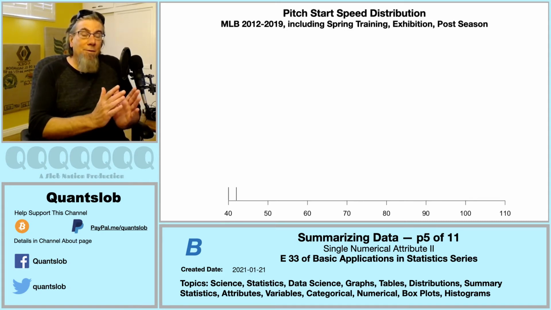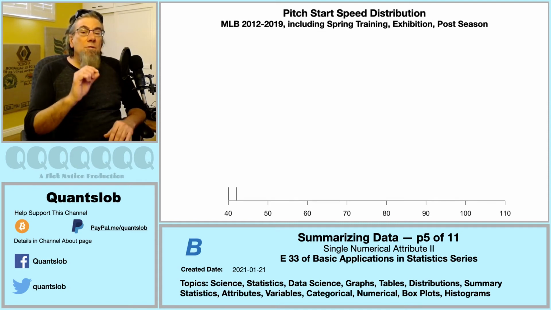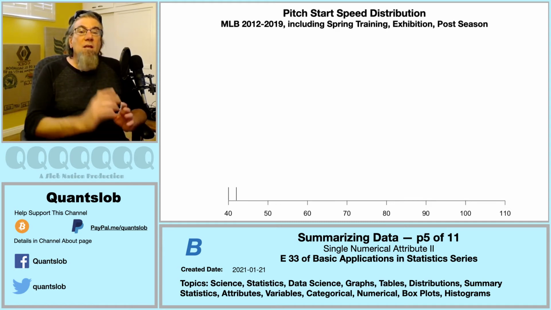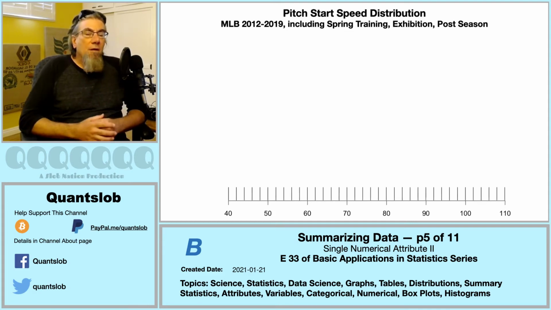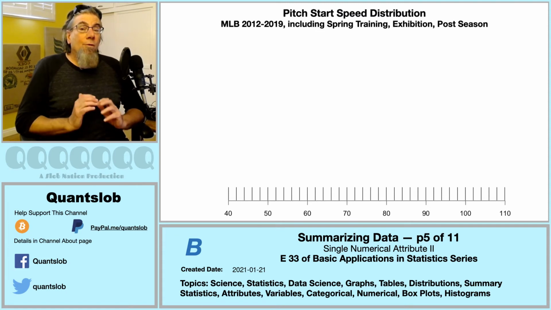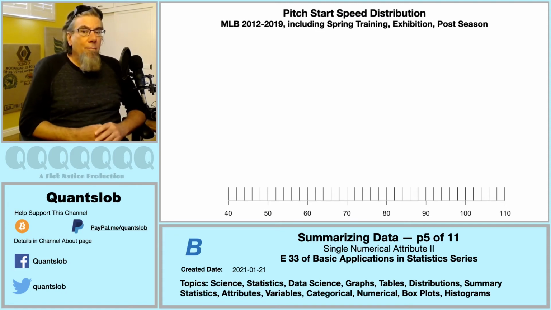This bin has a width now of 2 miles per hour. Notice something very important here. Since the bins along our domain have equal width and since they are contiguous against each other, the decision of where to place the two edges of any one bin determines the location of all the other bins.